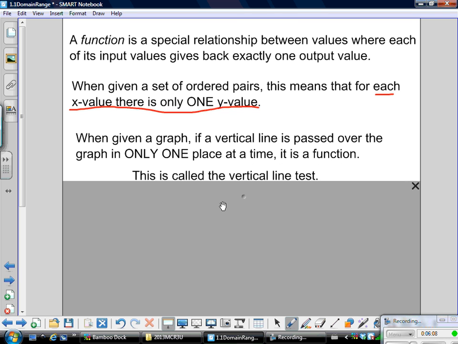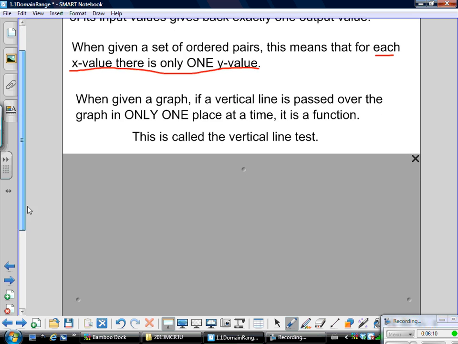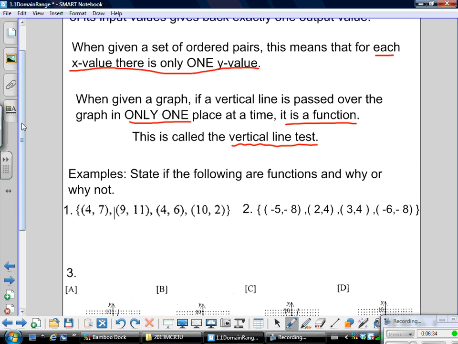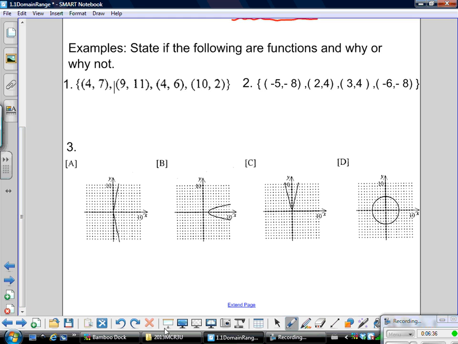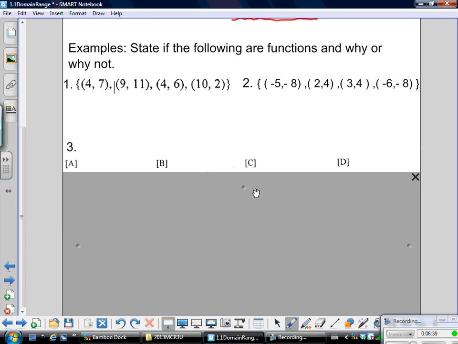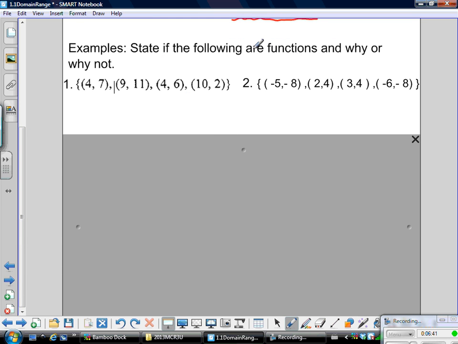Now, if I'm given a graph, it's actually even easier in a sense. If I take a vertical line and pass it over the graph, if it only cuts the graph in only one place, it's a function. And we call this the vertical line test. And you have seen that before, vertical line test. That is something that I'm sure your grade 10 teacher would have mentioned. So let's look at some examples for this. So the first one says, and maybe I will bring the blind up again, the first one says, state if the following are functions and why or why not.